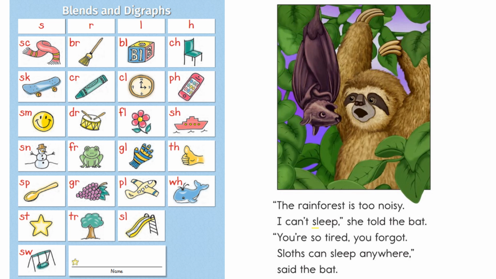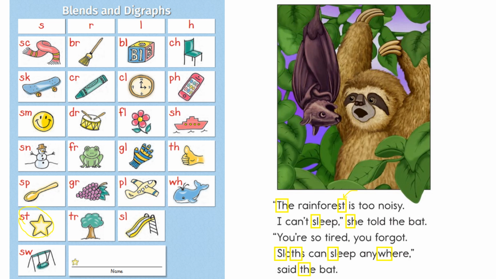So friends, when I was trying to solve this word, I already noticed this first blend, the sl. Let's see what else we can find. Oh, there's so many blends and digraphs on this page. Okay, let's read the page again. Read it with me. The rainforest. Oh, friends, this blend is at the end of the word. St, like star. Rainforest has it at the end, like star.